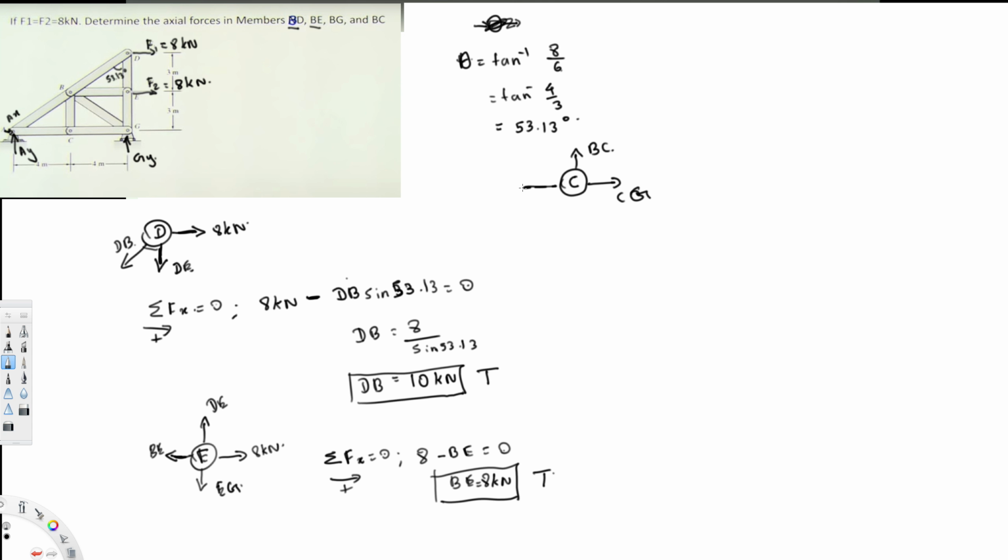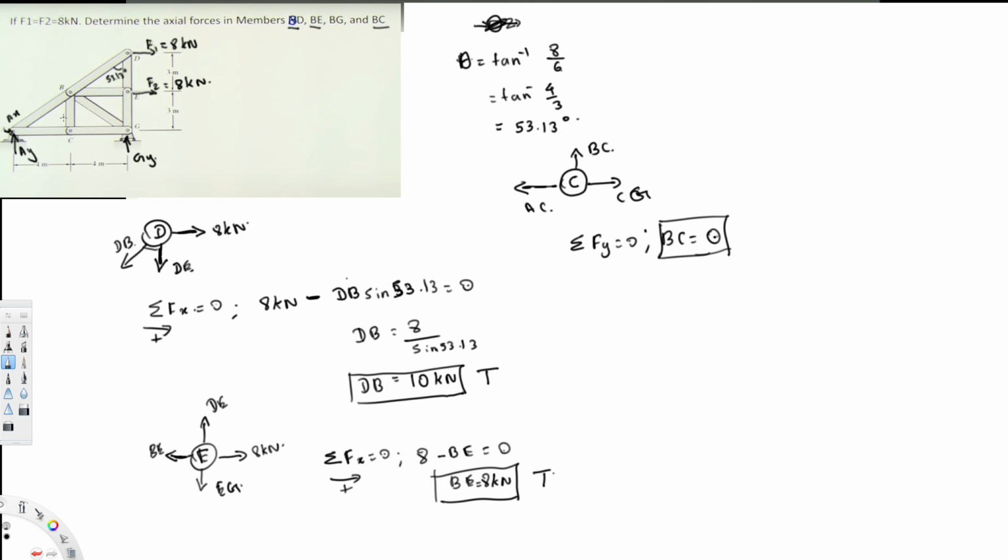Also we have AC in this direction. Now it's easy to calculate because BC is the only vertical force, so therefore summation of Fy is equal to 0, and BC is going to be equal to 0. We don't have any other force acting in the vertical direction, so BC is equal to 0. So now we have found almost everything. Now we are only left with BG.